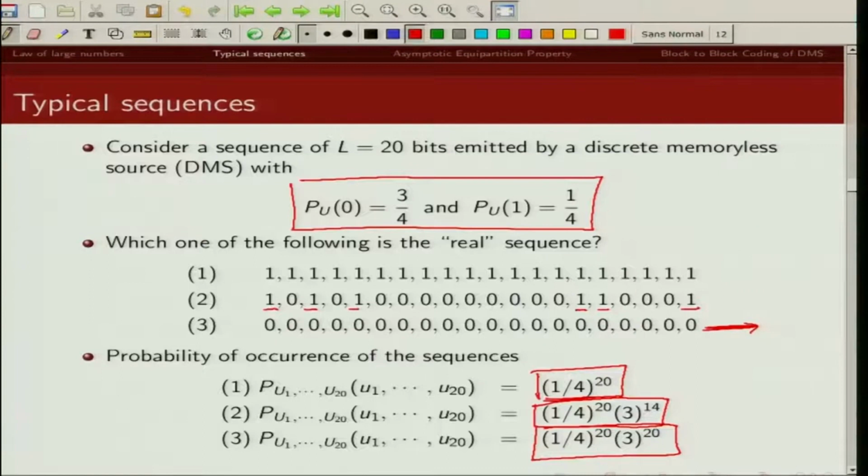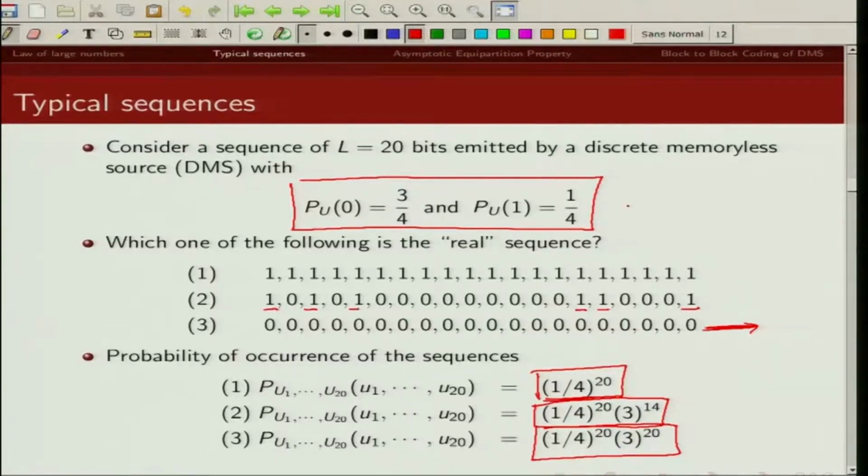Why is this unlikely to come out of this particular source? Because I have been given that the probability of occurrence of 0 is 3/4 and the probability of occurrence of 1 is 1/4. So if I take a large enough block size, it is likely that I should get 0 3/4 of the time and 1 1/4 of the time. So an all zero sequence or all one sequence is very unlikely to come out of this particular source.